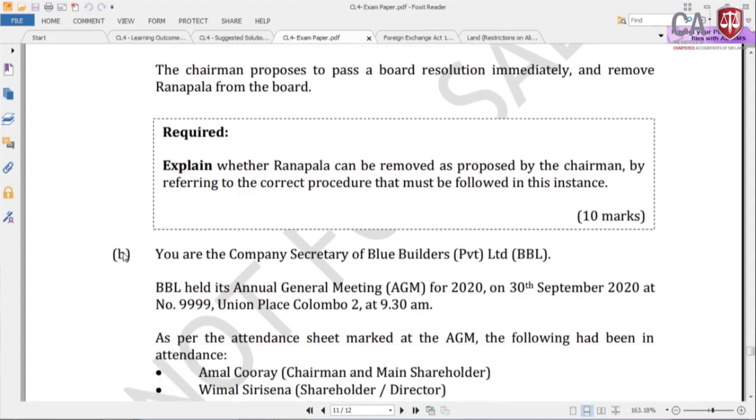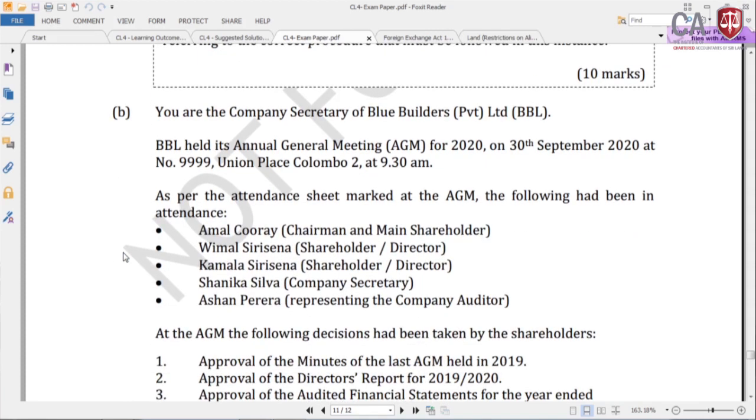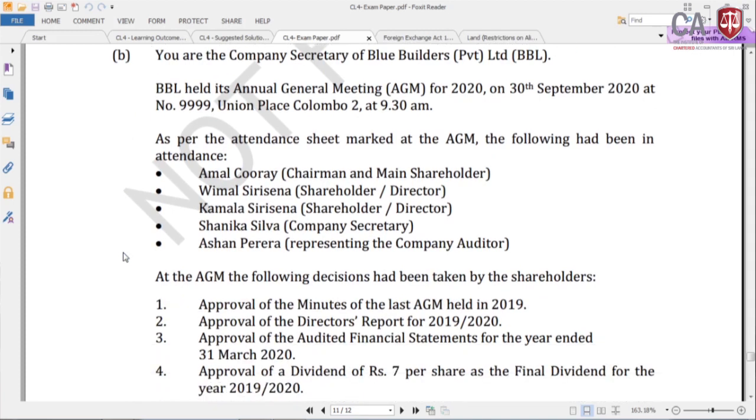Then B of question 7. You are a company secretary of Blue Builders Private Limited. Blue Builders Private Limited held its annual general meeting on 30th September 2020 at Union Place, Colombo 2 at 9:30 a.m. As per attendance sheet marked at the AGM, the following had been in attendance: Amal Kure, Chairman and Main Shareholder, Vimal Sirisena, Shareholder Director, Kamala Sirisena, Shareholder Director, Shanika Silva, Company Secretary, Ashan Perera, representing the Company Auditor.